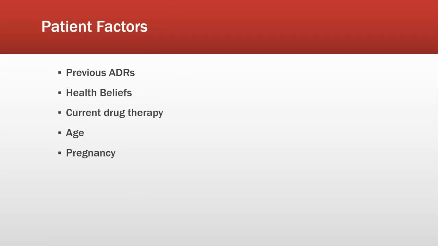So some of the patient factors to consider: have they ever had any adverse drug reactions? What are their health beliefs? What is their current drug therapy, their age, and are they pregnant? So if you're giving medications to a woman of childbearing age, you might want to get a UPT, a urine pregnancy test.